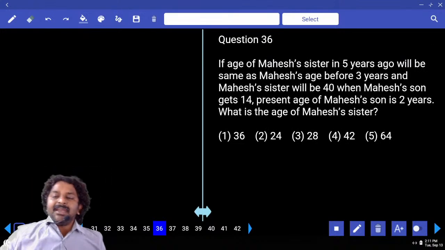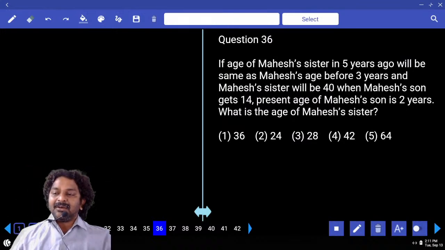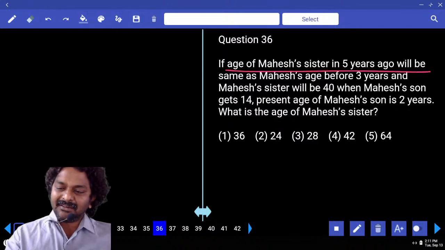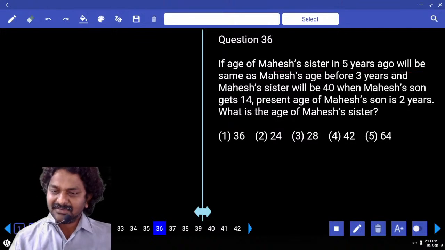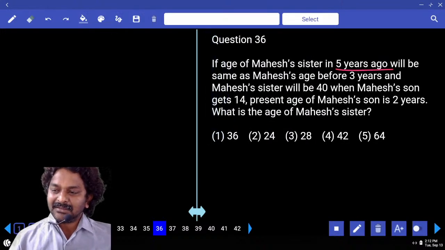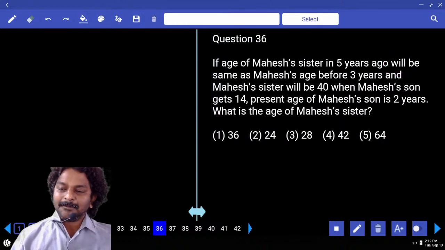If the age of Mahesh's sister in 5 years ago will be the same as... English master. 5 years ago, is that past, future, or present? Can we write 'will be' there? Come on.